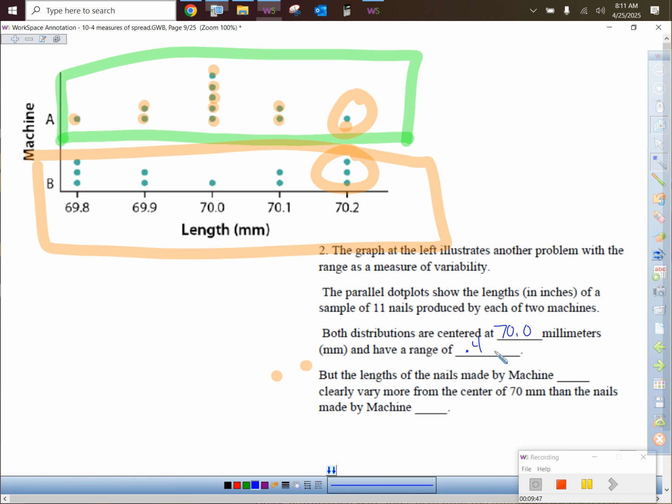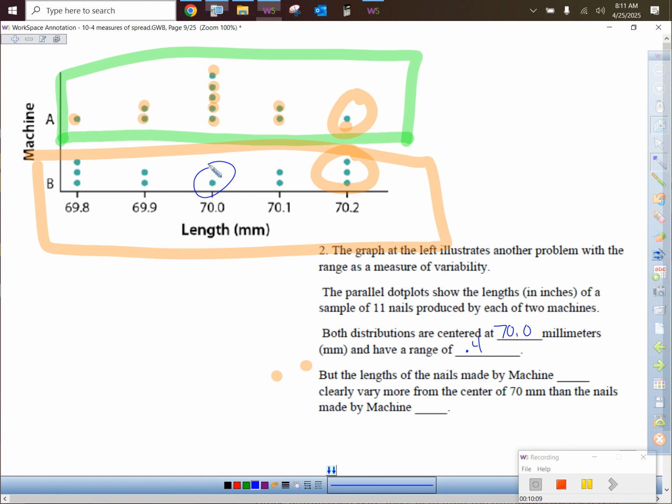Machine A, because isn't it very consistently pumping out 70.0s, and then there's a couple off. This one only had one that was 70.0, right? And the rest were off a bit. Even though they have the exact same range and the exact same center, there's very different data in this, right? So you just got to watch out.